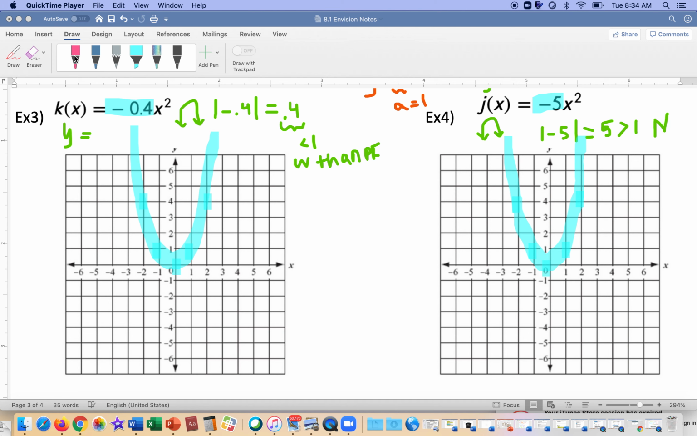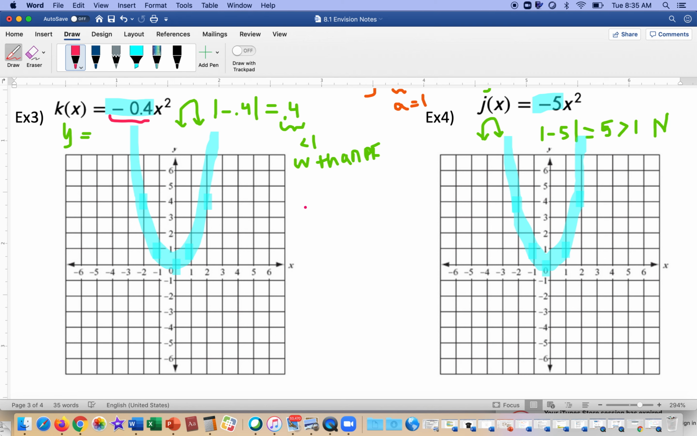This next problem, I filled in the parent function quickly because we know parent is at 0, 0. We know if we have y equals x squared, 1 squared is 1, 2 squared is 4, negative 2 squared is also 4, etc. So I drew this in so that we can see comparisons. First thing, I see this is negative 0.4, so we know it's going to be upside down like we saw in the last video. Absolute value is 0.4. If the absolute value is less than 1, it's opposite of intuition. It should be wider than the parent.